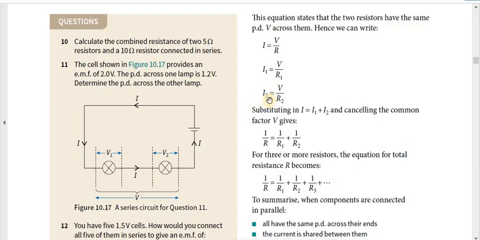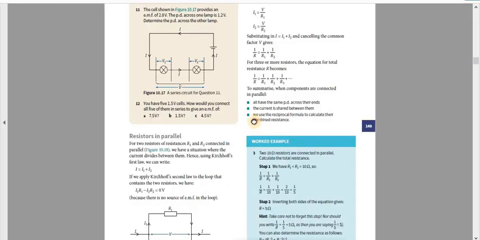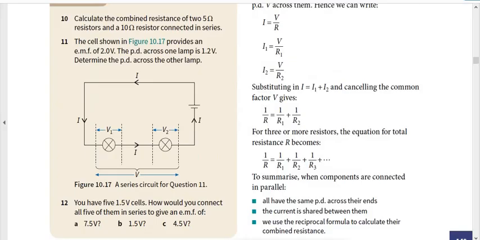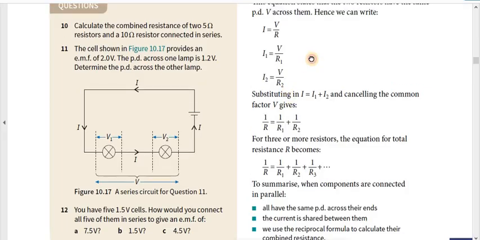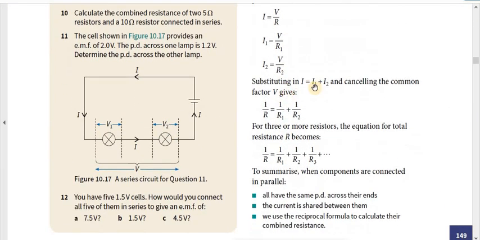Similarly, the current through the resistor R2, which is I2, is equal to the potential difference across the resistor R2, which is V, divided by the resistance of the resistor R2. And we also had this equation. Now we can substitute those into this equation. So I equals I1 plus I2. We substitute I, that is V over R.